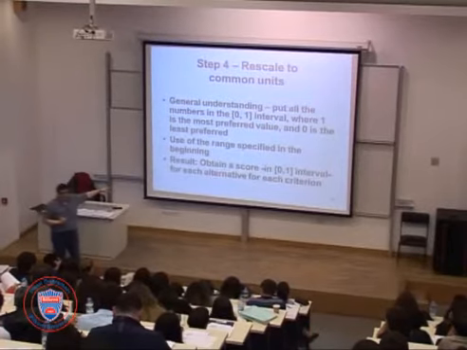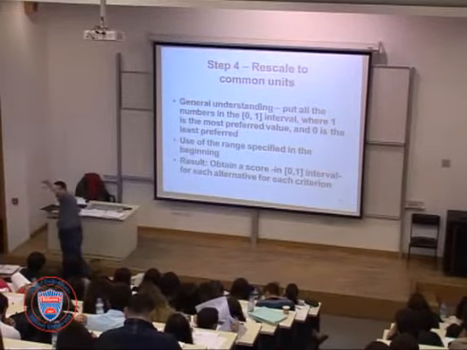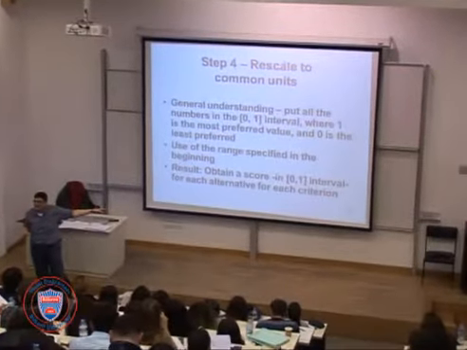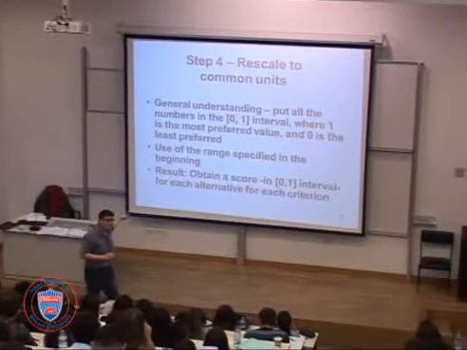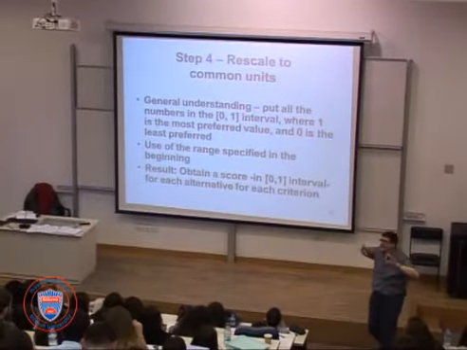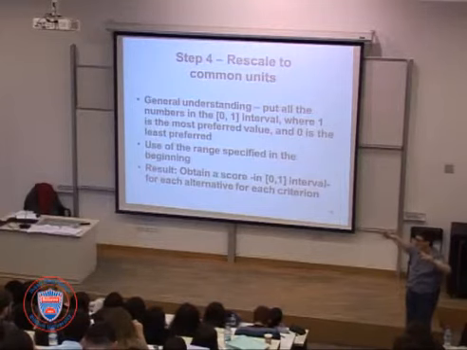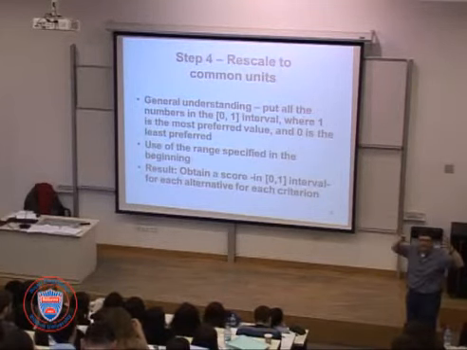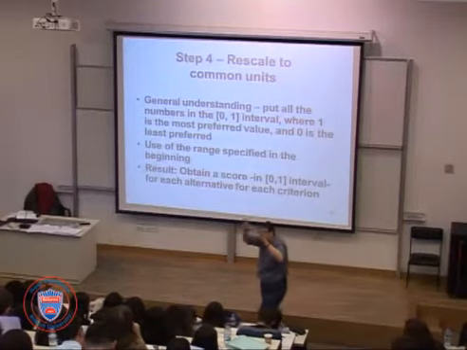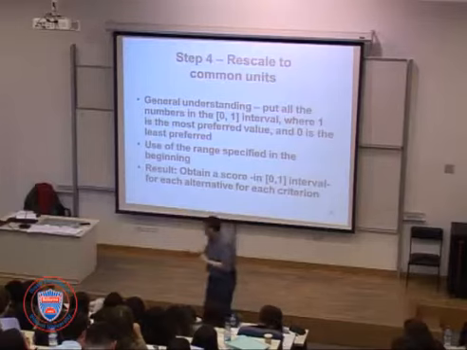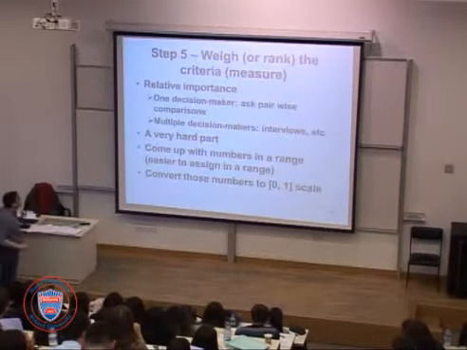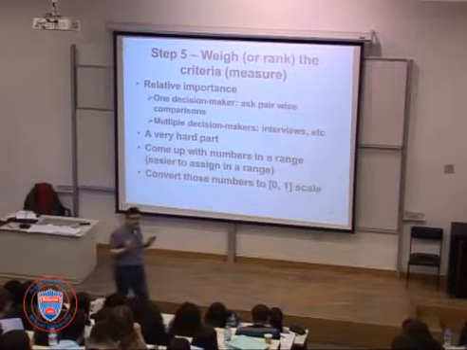OK, so it means that I can now transform the scores that I obtained for each alternative into this range 0, 1. OK? Any questions on this? Now, this is purely for arithmetic simplification. We could have operated in a different way, but we put it in the scale of 0, 1 just to make sure that they all look alike. OK. Now, the next step will be putting relative importance.